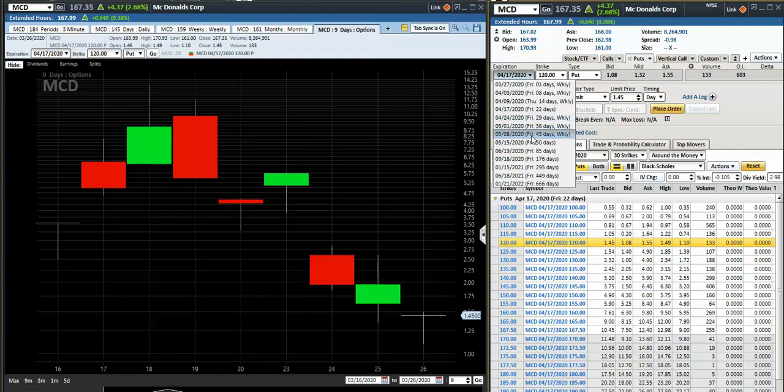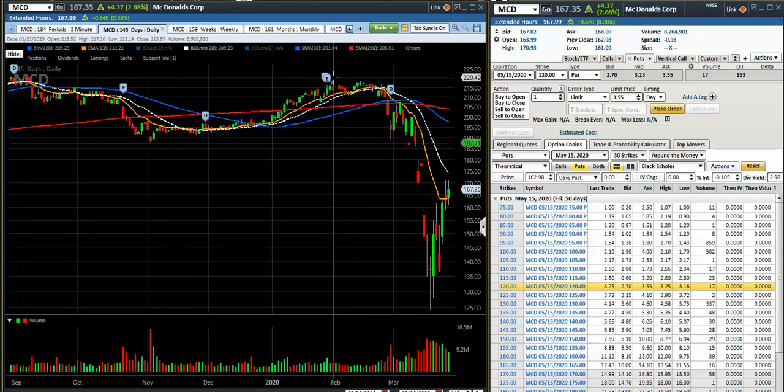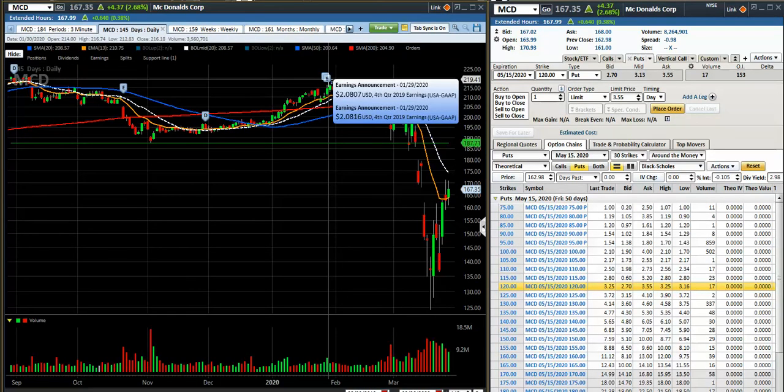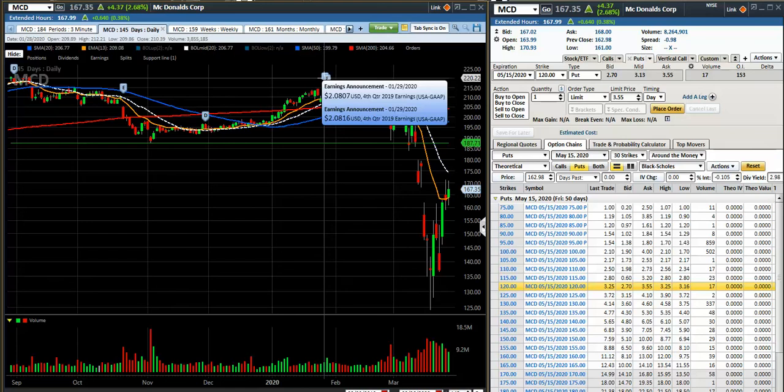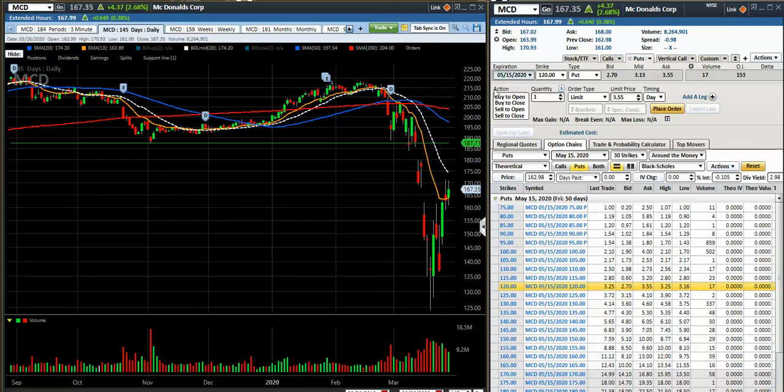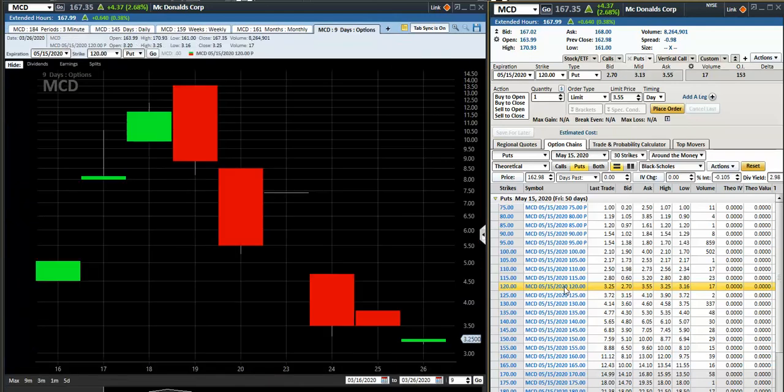Okay, so for example, let's go to 515. Look at the daily chart right now. The last earnings was in late January, right? So February, March, April. Late April is going to be earnings. So if you buy this chain right here, 515, you could actually play the earnings and look at the pricing, right? The 120 pricing right here is $3 something.